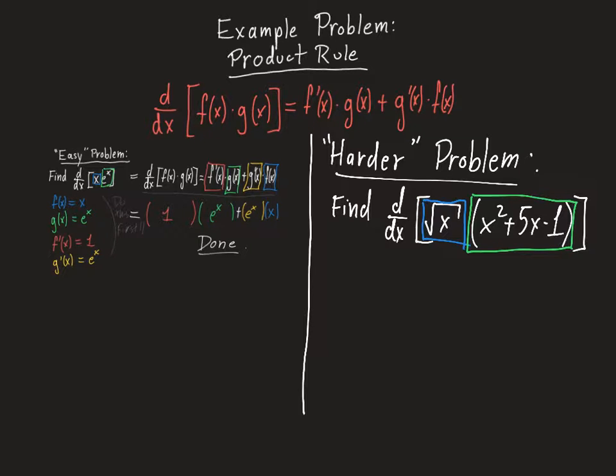Okay, let's write our functions out. First off, we have the function f of x, which is equal to square root of x. Now when we're doing calculus, it's often helpful to rewrite square root of x as the power 1/2. All right, second off, we have our function in green, g of x, which is equal to x squared plus 5x minus 1.